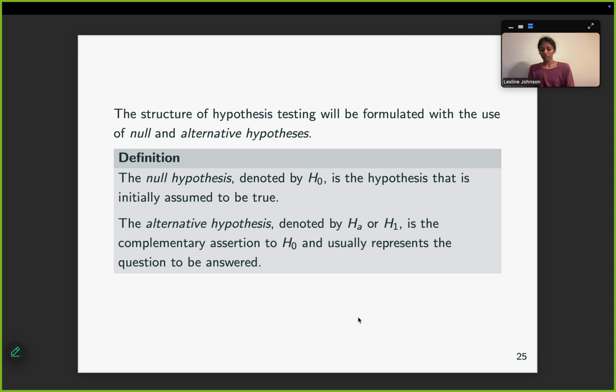So, the structure of how we make our hypotheses is that we have our null hypothesis, which is basically what we're trying to disprove, and that's represented using H0. And then we have our alternate hypothesis, which is HA or H1, and that basically opposes our null hypothesis. So, for example, if our null hypothesis is that the probability of something is 0.5, our alternate hypothesis could be that the probability is not 0.5, or that it's less than 0.5, or that it's greater than 0.5.